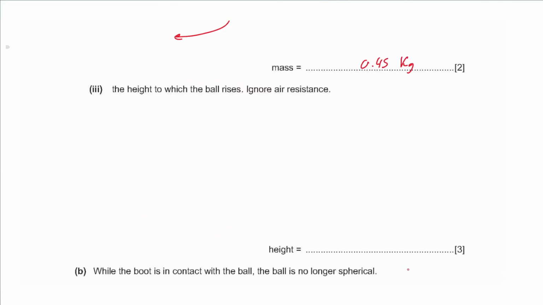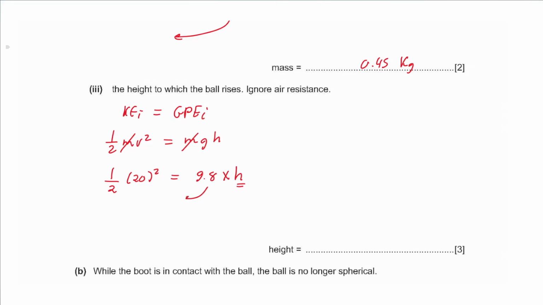Part (iii) says calculate the height to which the ball rises and ignore air resistance. If air resistance is ignored, we can either use the energy and say that the initial kinetic energy is equal to the final gravitational potential energy and substitute with half mv squared for kinetic and mgh for potential. The mass will be cancelled out, so we have half times the speed 20 meters per second squared is equal to g, which is 9.8, multiplied by the unknown height, and then we divide by 9.8.